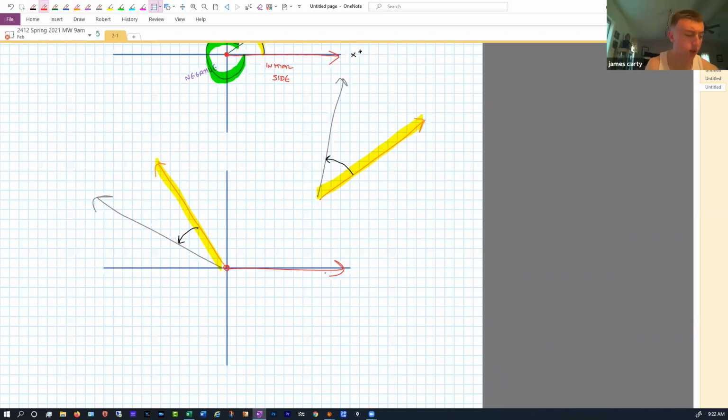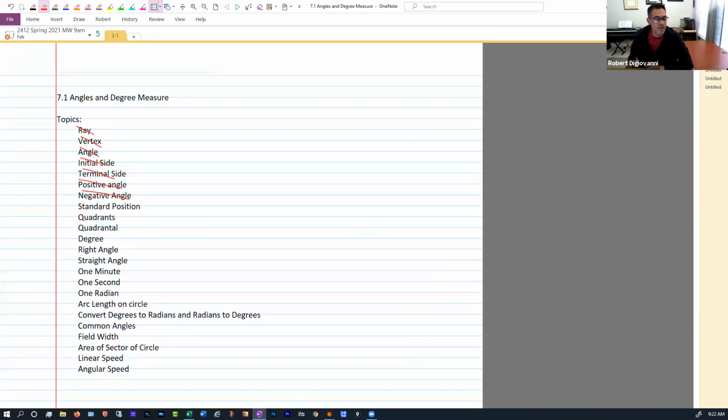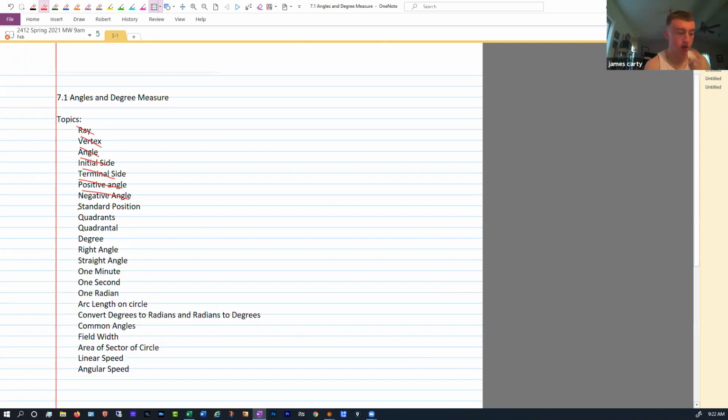Yes, sir. Do you prefer having the terminal always stay on one side, or the initial stay on one side, or does it depend on the problem? I think the problem is going to dictate what is initial and terminal. Okay. But no matter what, we're going to be putting the initial on the x-axis pointed to the right. Okay, now, quadrants.